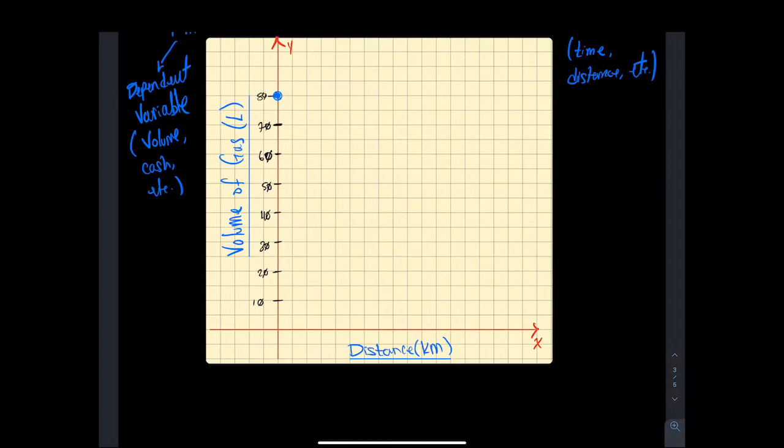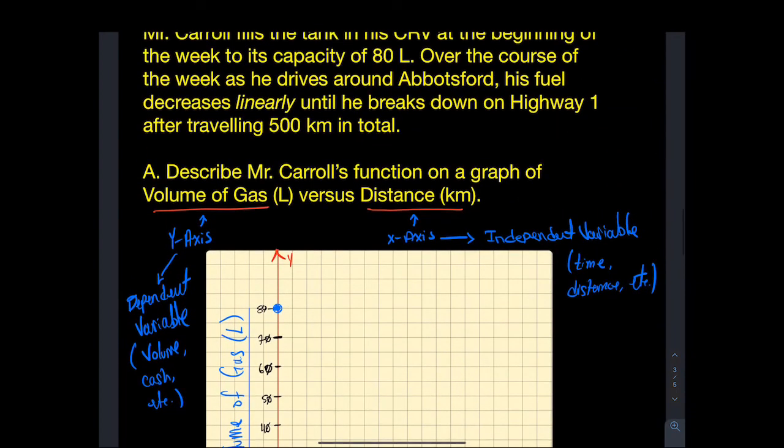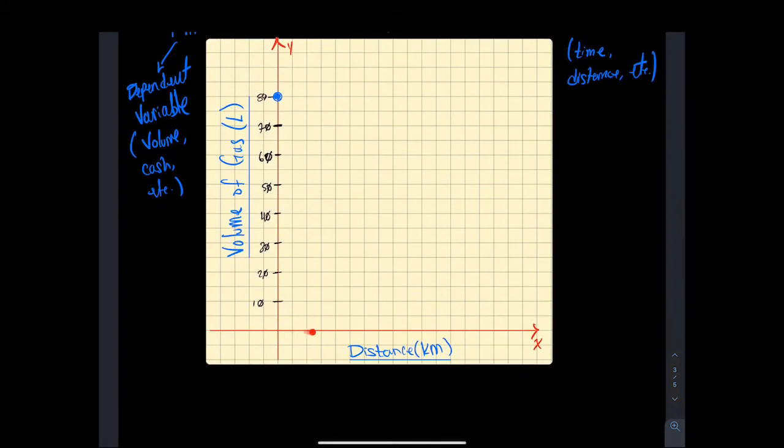Okay. And when does he run out of fuel? Because that's going to be another major point on our graph too, right? Well, he runs out after traveling 500 kilometers in total. So we can mark that on this graph here. We just need to make a scale for it. So let's think about what we can make the scale here. Well, we could probably do the same thing.